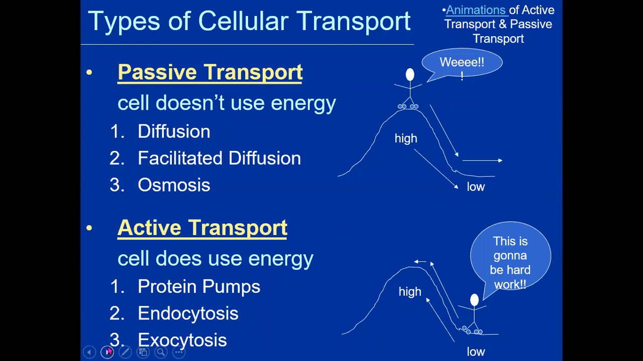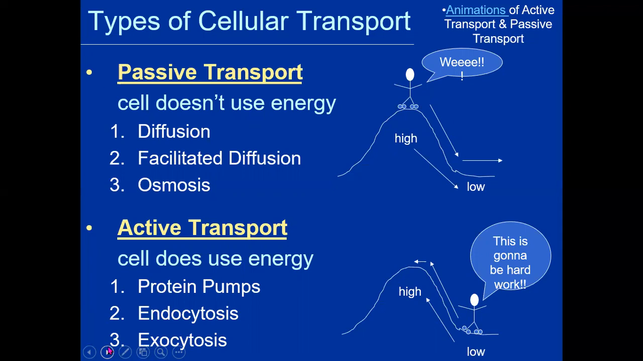Now let's come to the types of cell transport that we have. There are basically two broad categories of cell transport. The first one is passive transport, and the other one is active transport. Whether transport is active or passive depends on whether the cell is spending energy or not in the movement of materials in and out of the cell.